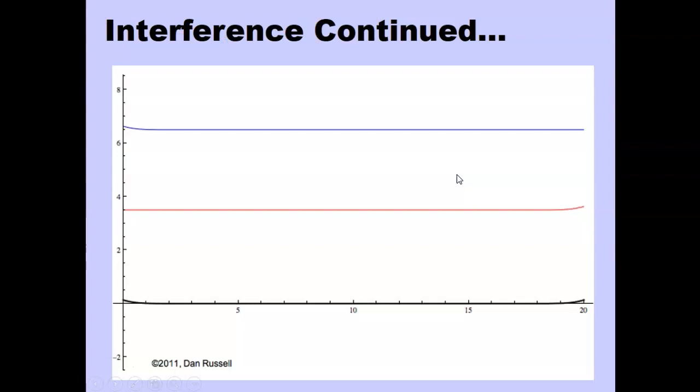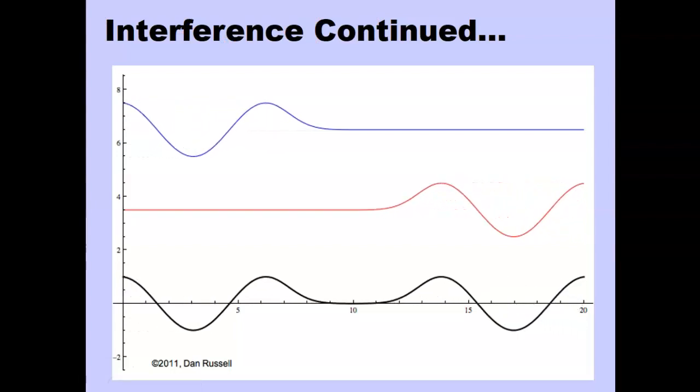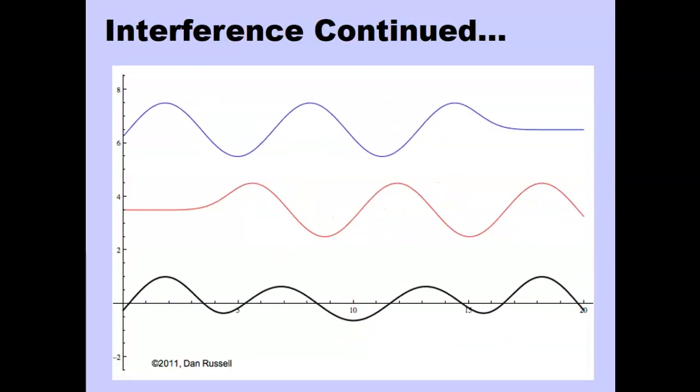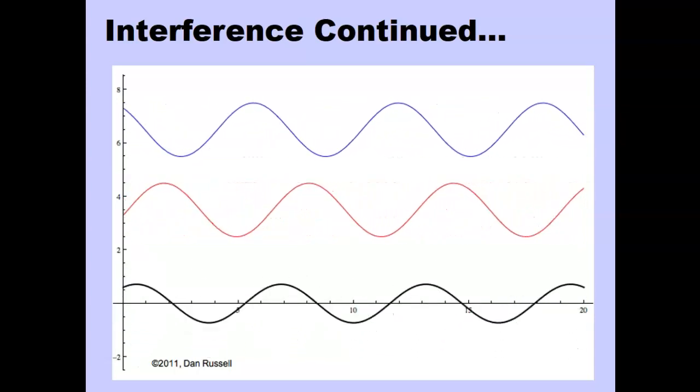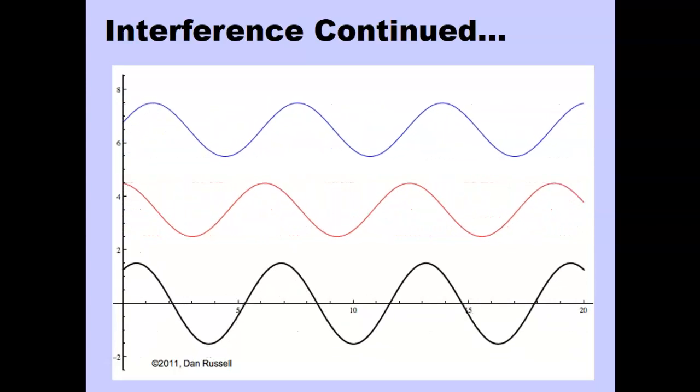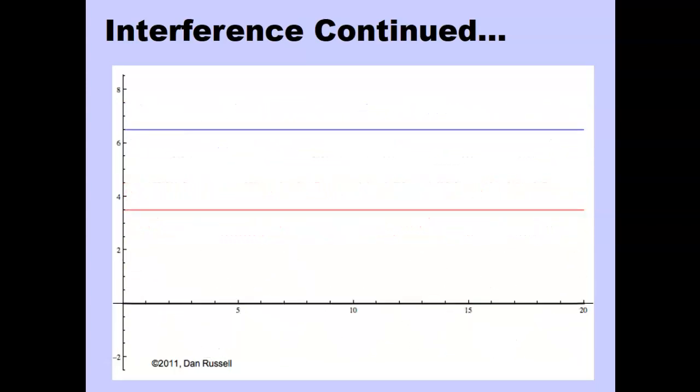Here's another example of interference. Larger amplitude, smaller. Larger, smaller. So we can see constructive and destructive interference is occurring in this animation.